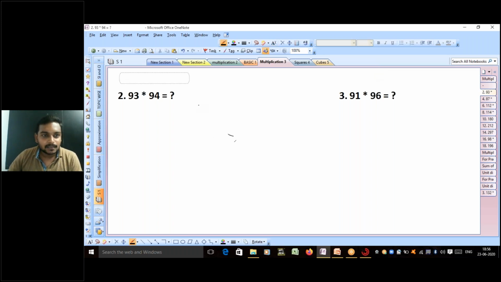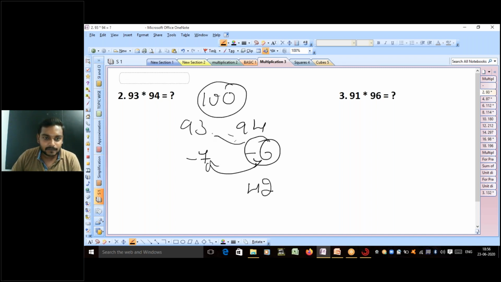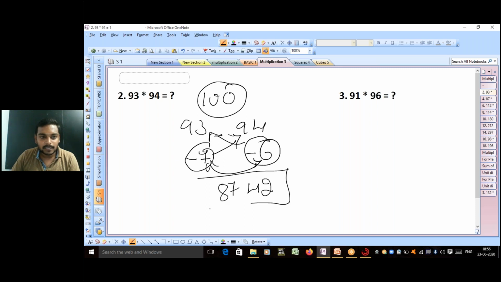93 and 94. Still, the given numbers are nearer to 100. From 100, 93 is 7 less, and 94 is 6 less. Just multiply this difference. 7 6s are 42. Just subtract 6 from 93 or subtract 7 from 94. If we subtract 6 from 93, we'll get 87. So the multiplication of 93 with 94 will give you 8742, not 36.